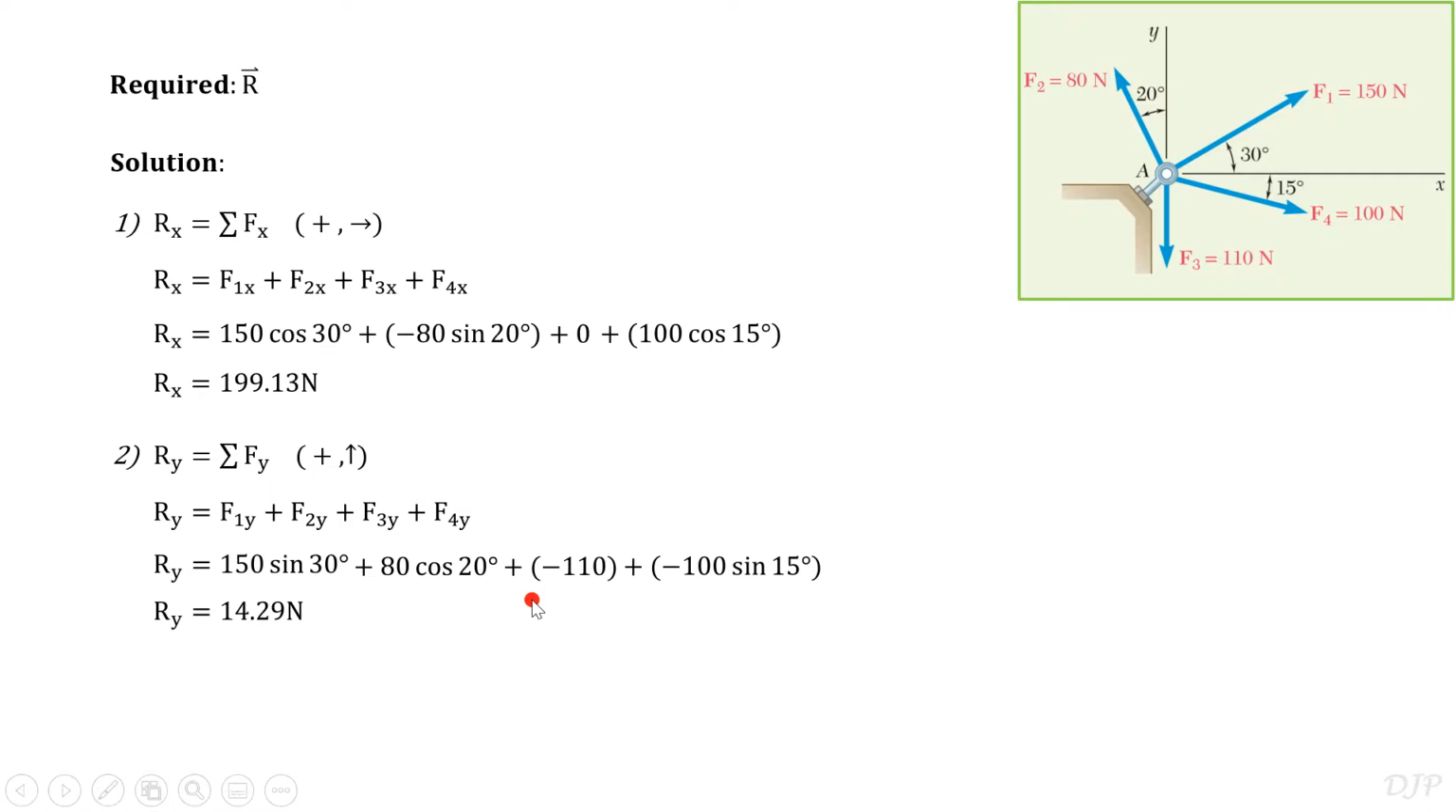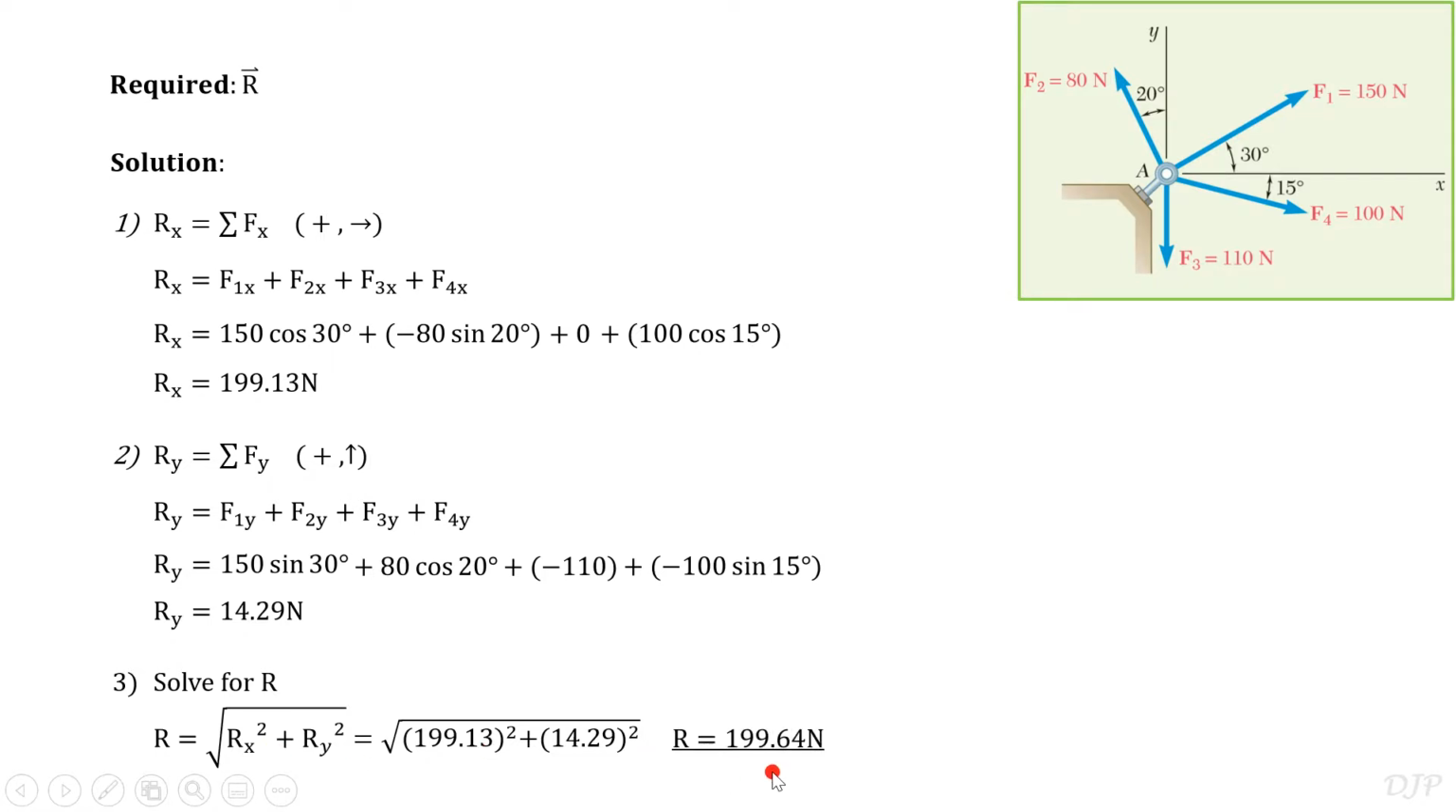Now for the third step, let's solve for the magnitude of the resultant using the Pythagorean theorem. In this formula, let's just substitute the total x and y components. This gives a magnitude of 199.64 newtons.